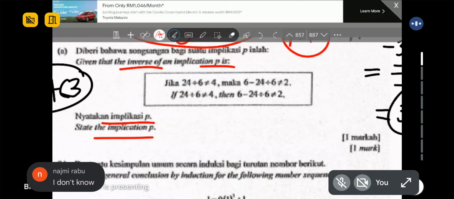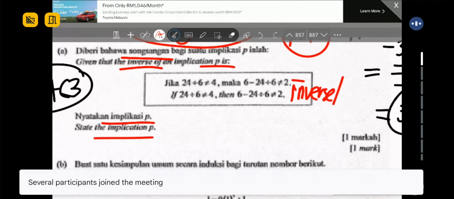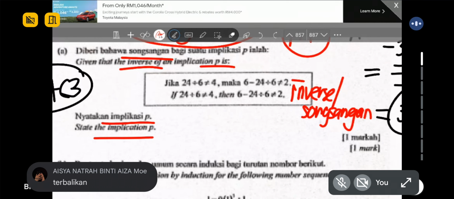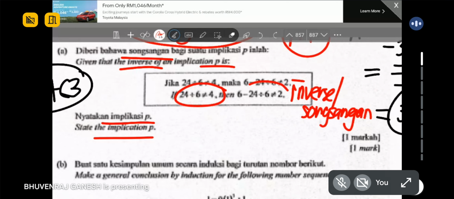This is the inverse. Okay, yang ni adalah songsangan. The question already tells you. So, if you want to get implikasi, what is the format of implication? Apa format dia? Do you all still remember? Apa format untuk implikasi? The general form. Okay, basically kamu kena terbalikkan yang ni.